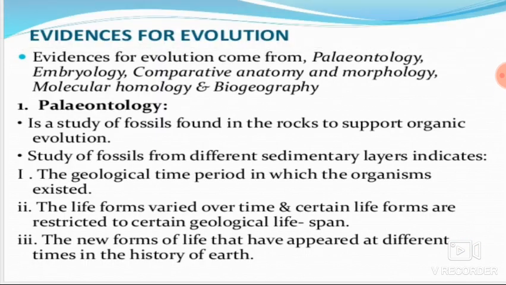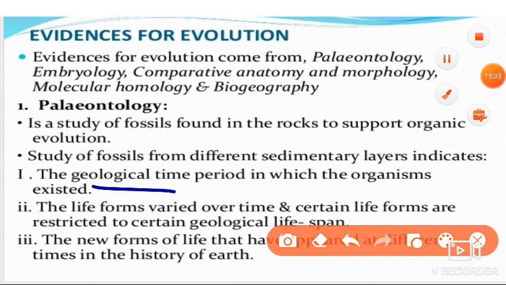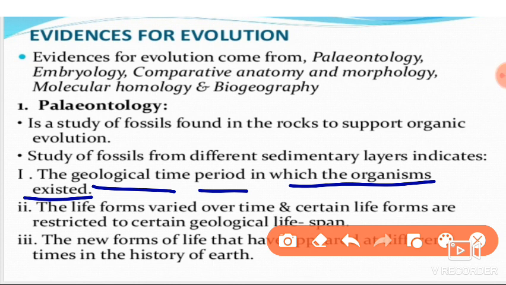The geological time period in which organisms existed. In the next point, the life forms varied over time. Certain life forms are restricted to certain geological lifespan. Over time there is a formation of new species, and certain life forms are restricted to certain geological lifespan. Whatever the geological lifespan is, certain species are present in that. For example, the lifespan for a sediment, and that indicates the particular lifespan present on the earth at that time. That we are going to identify here.